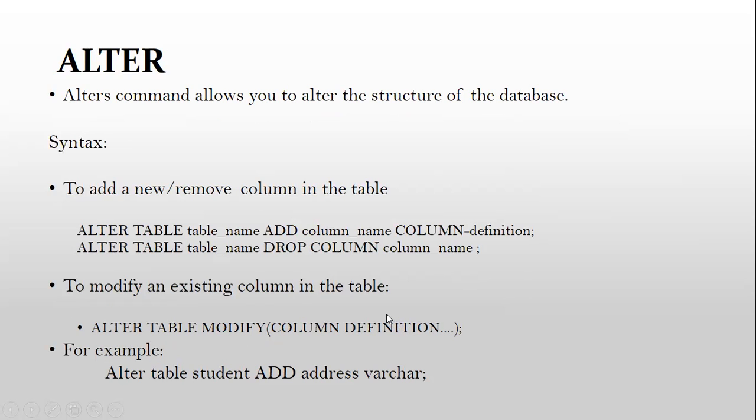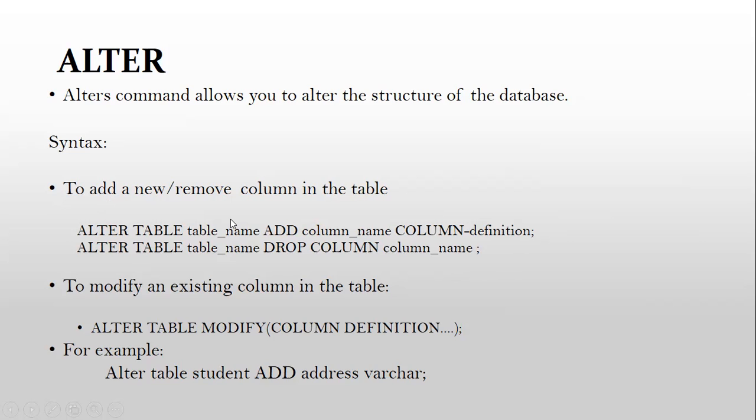The next command is alter. As we discussed, alter is used to alter the structure of the database. So you can add a column into the table that you have already created, or you can remove a column. When you are adding a new column, we need to give that column specification, that is, what is the column name and the data type for that column.